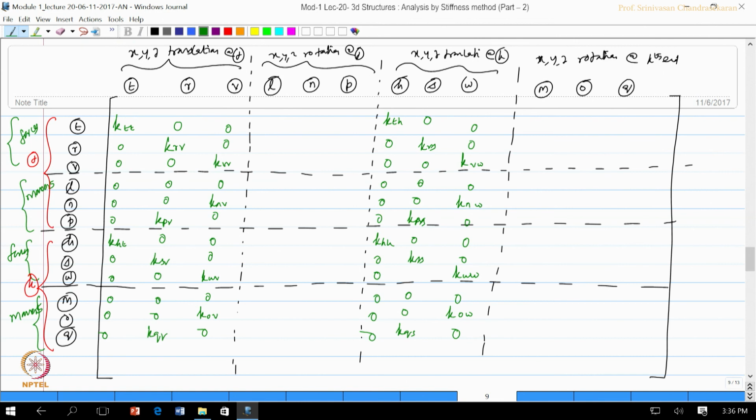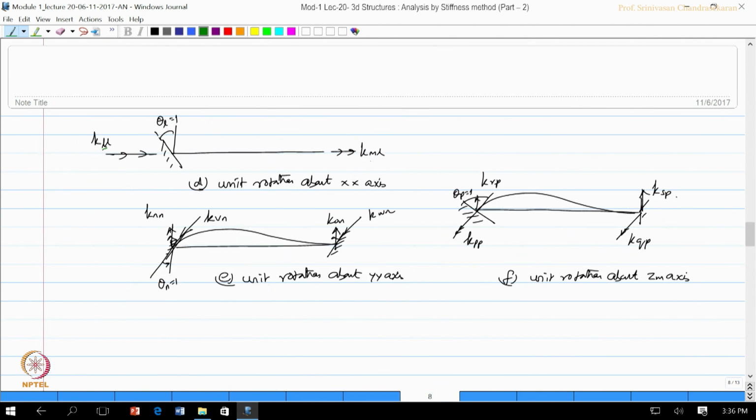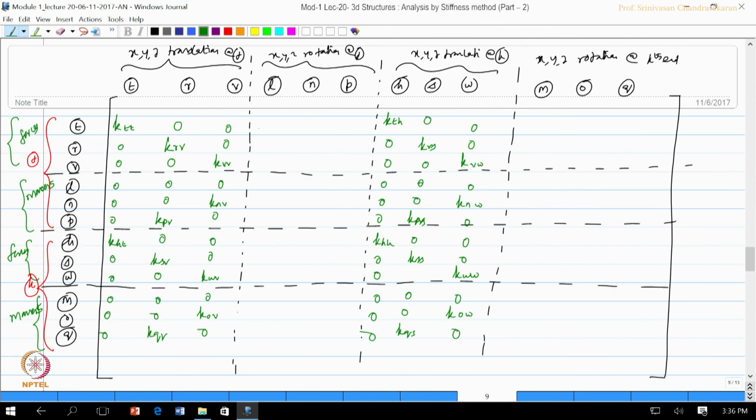Okay. Now, let us give moments about L. When I give moment about L, L and M are invoked, remaining all are 0. Similarly, at M, L and M are invoked, remaining all are 0. Now, we will give unit rotation about N.